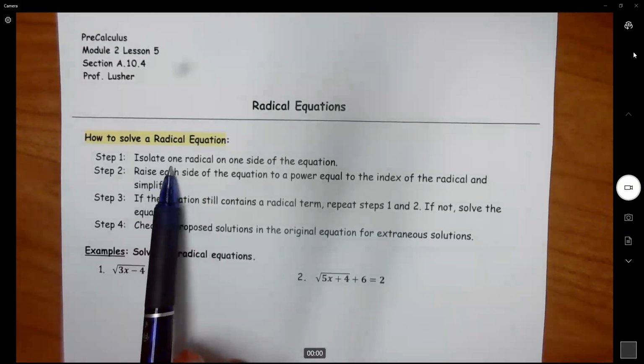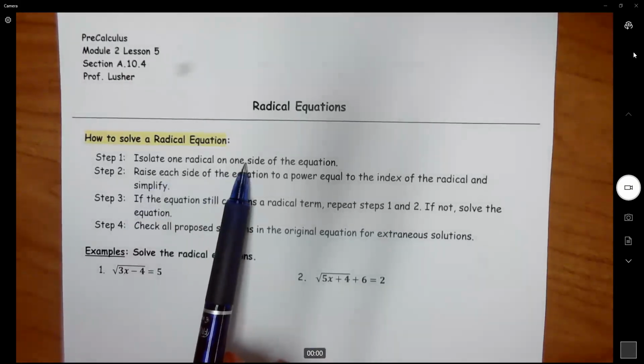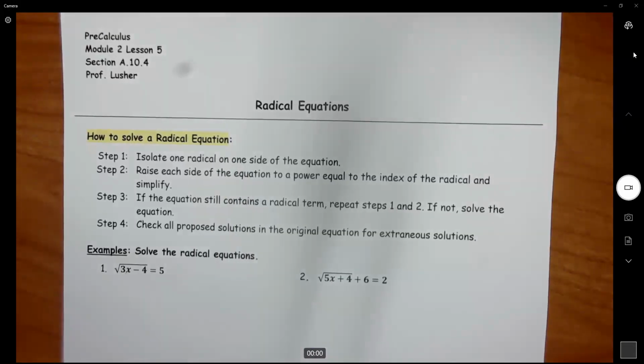When it says to isolate one radical on one side, if you have multiple radicals, sometimes you can't isolate both of them. So just make sure at least one radical is isolated.